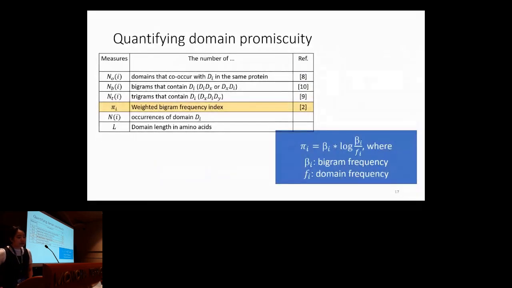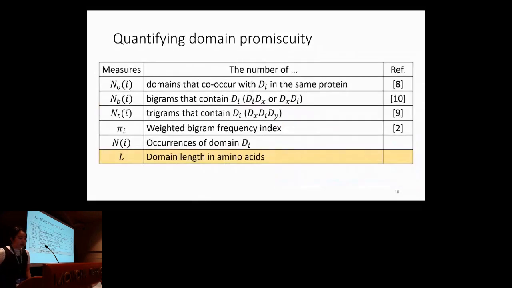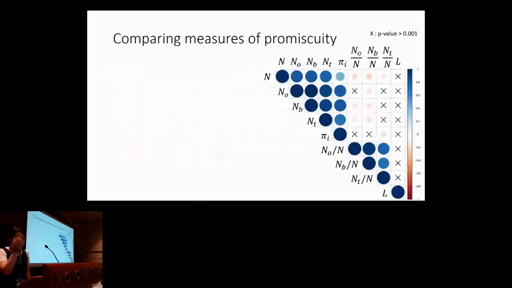And other authors have proposed various measures that account for domain abundance. For example, the weighted bigram frequency index. This is a measure of relative entropy, where the bigram frequency is normalized by domain frequency in the second term. And since the sets of domains has also been suggested to affect mobility, we also considered domain amino acid sequence length for each domain.